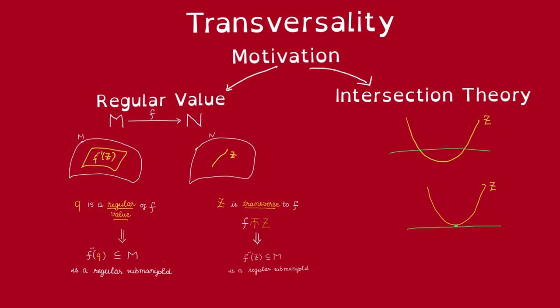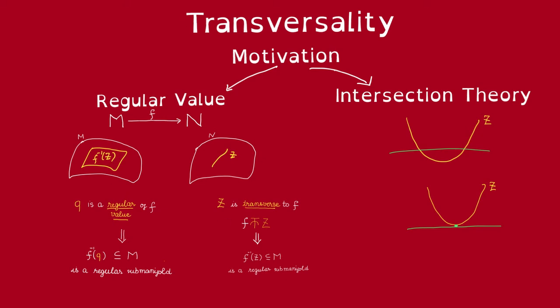Now we want to ask a more general question. We want to look at fiber not just of a point. Now we want to actually look at fiber over a submanifold of N. We can then ask, for which submanifold Z of N is the fiber F inverse Z going to be a regular submanifold of M? It turns out that a good notion to capture this is transversality.